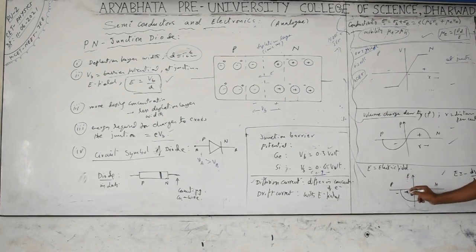On the P side we have the negative ions, on the N side we have the positive ions. R is the distance from the center, with this being the right side and this the left side. We take the relationship. The graphs you also have to do.